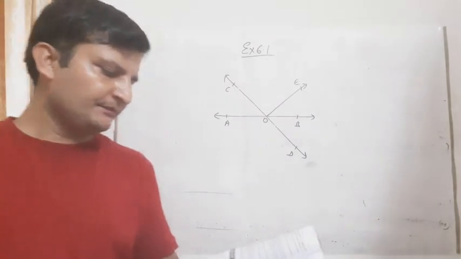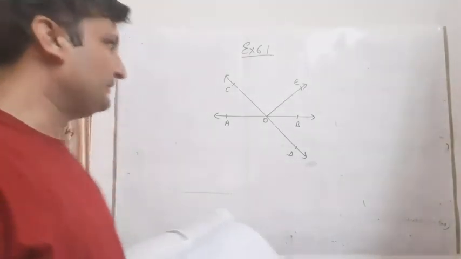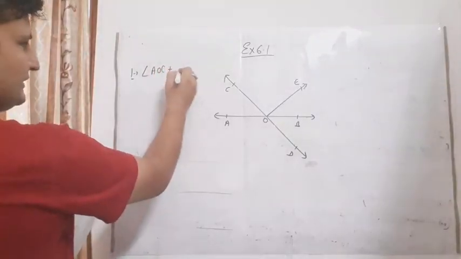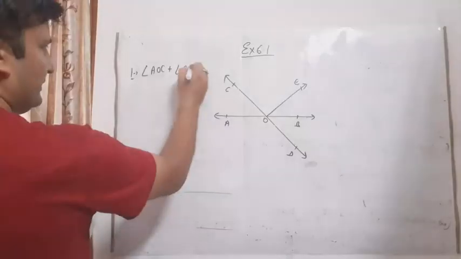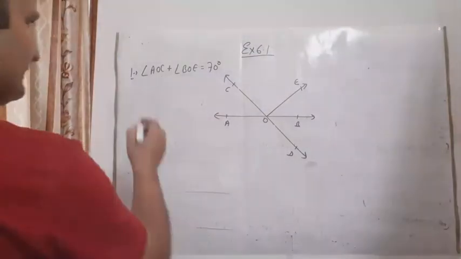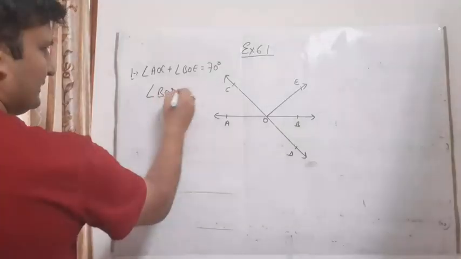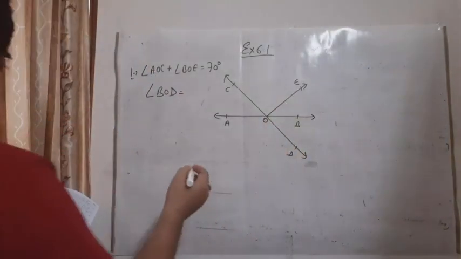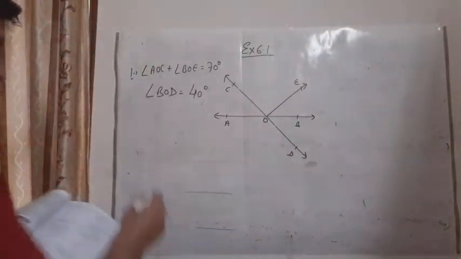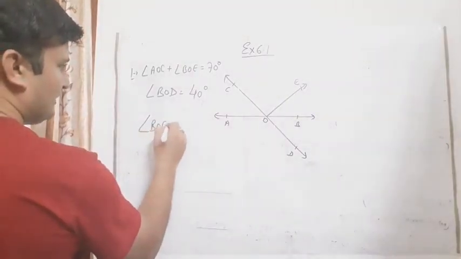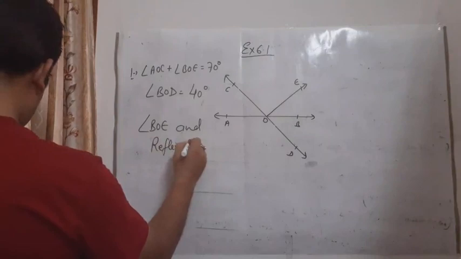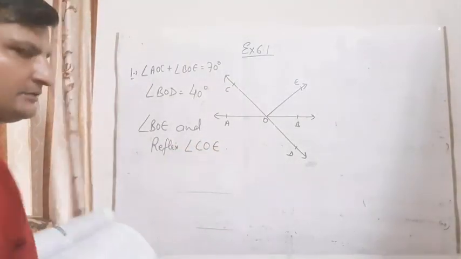So the first question is, if angle AOC plus angle BOE is 70 degree, and angle BOD, this angle, is 40 degree. Now what we have to find? We have to find angle BOE and reflex angle COE.